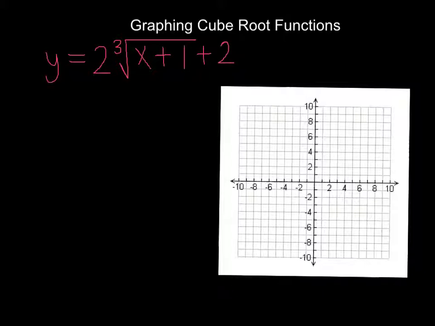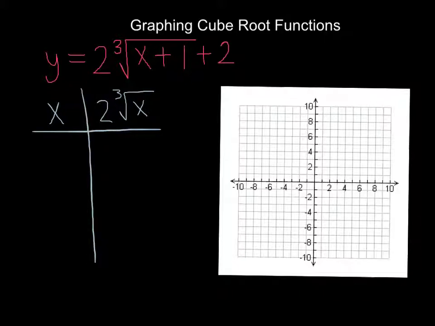The first step when you're graphing cube root functions is to make a table of values. So, you make a table and you're going to have your values of x as well as your function on the side. And the values of x that are perfect cube roots, easy points to pick are -8, -1, 0, 1, and 8.